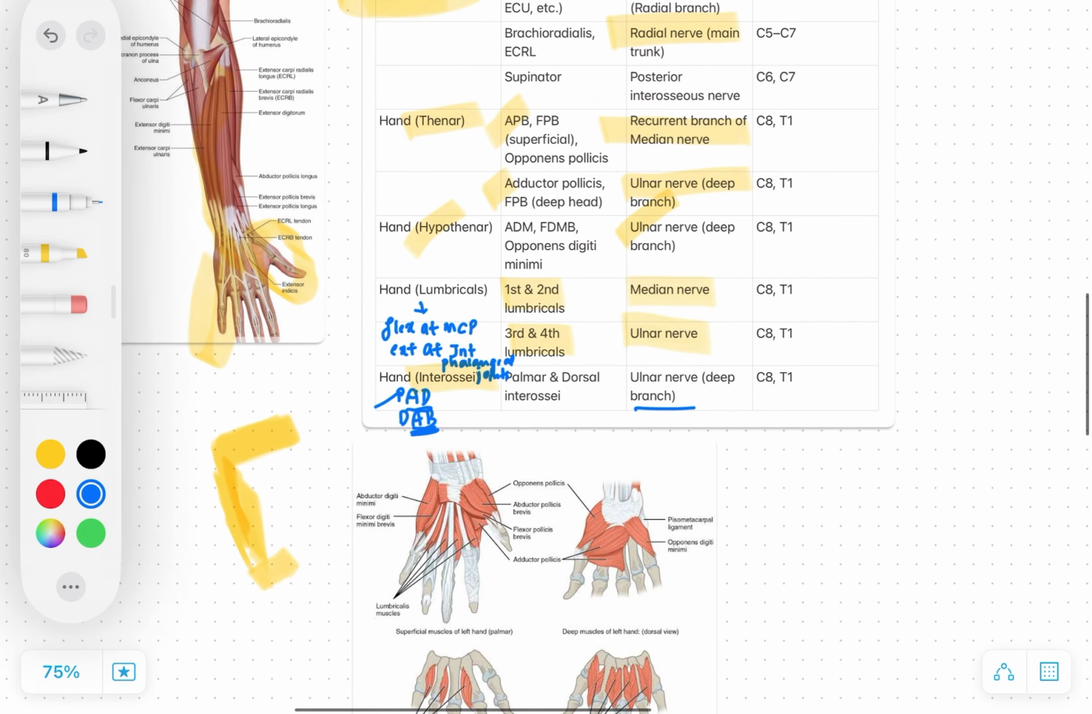So all the intrinsic hand muscles are supplied by either the ulnar or median nerve. No radial nerve is there. Radial nerve does not supply any of the intrinsic hand muscles.